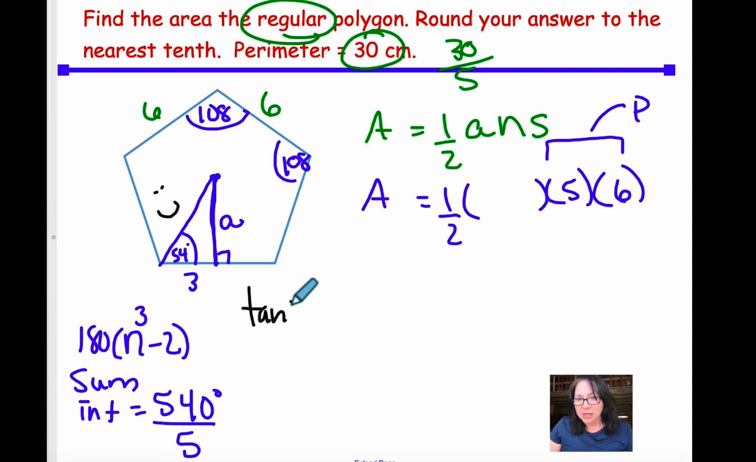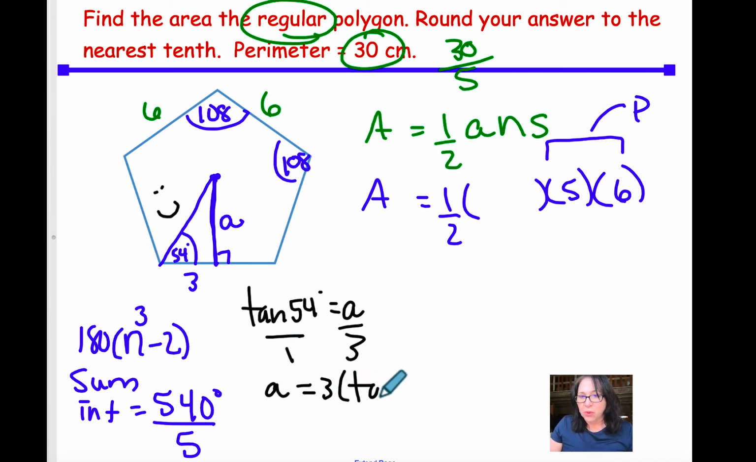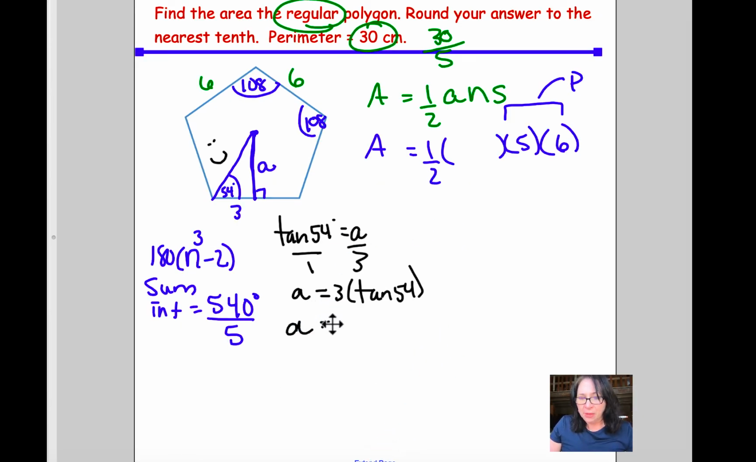So I'm going to go tangent of 54 degrees is equal to A over 3, my apothem over 3. When I cross multiply, I get my apothem equals 3 times the value of whatever tangent of 54 degrees is. And so my apothem is equal to about, because I am in a round, I'm going to make those approximates. Make sure your calculator is in degrees. So I'm going to go tangent of 54, which is about 1.37. I'm going to multiply that by 3, and I get 4.129, so 4.13. So my apothem value is about 4.13.